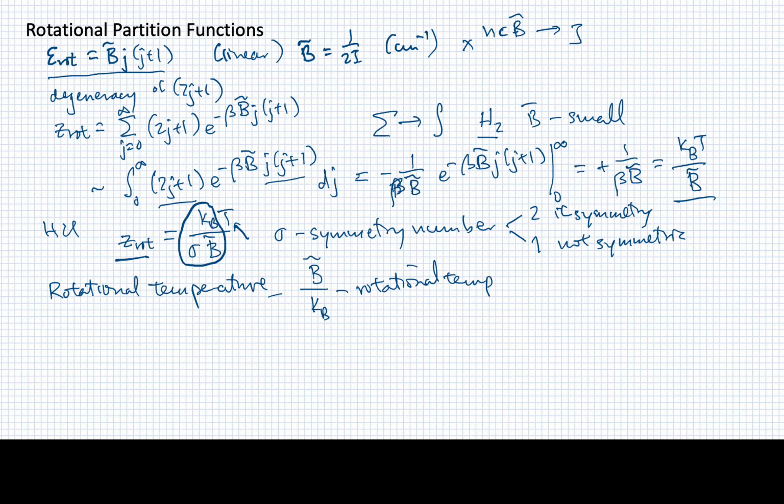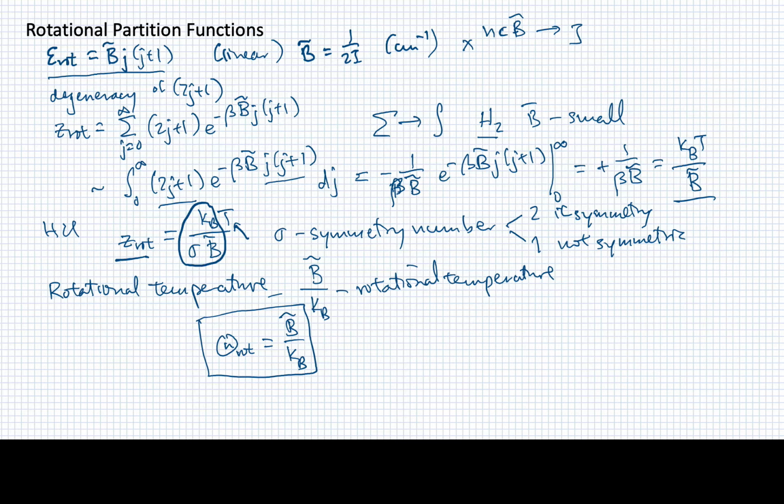And I'm going to give this a special symbol. I'm going to say this is equal to capital theta with a little rot, and it's equal to this rotational constant divided by the Boltzmann constant. All right. So with this definition, this will give us a handle on how to evaluate, if you will, the availability of states in different molecules.